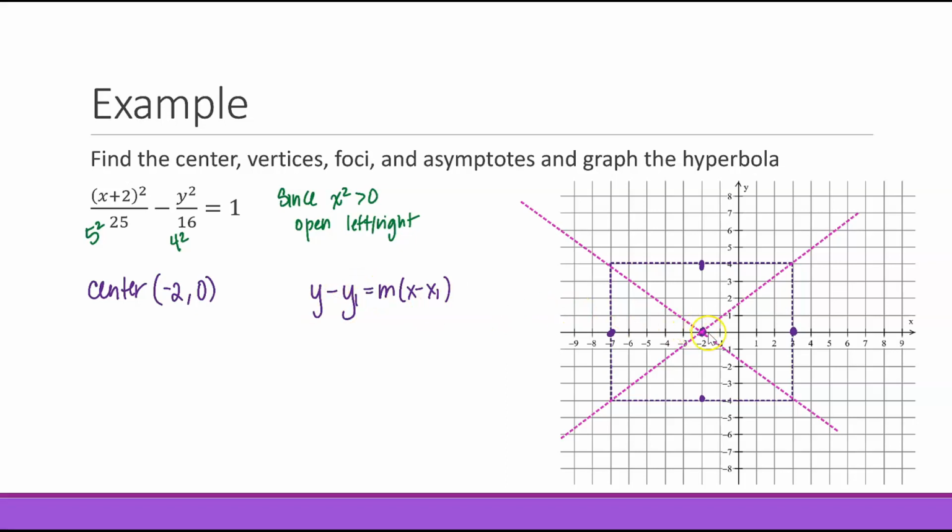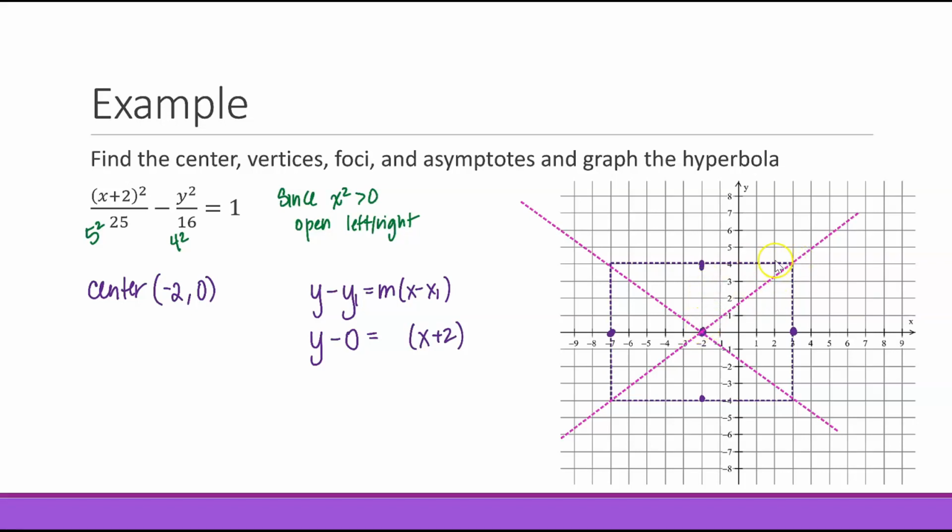Here's what's great. I have a point because each of the asymptotes goes through the center, which was negative 2, 0. So I have y minus 0 equals, I'm going to leave a space for the slope, times the quantity x minus negative 2. So all I need is a slope. To find the slope, I need to go through 2 points and figure out that rise over run. So I have the point negative 2, 0, and I can pick one of the vertices of the rectangle, one of the corners of the rectangle.